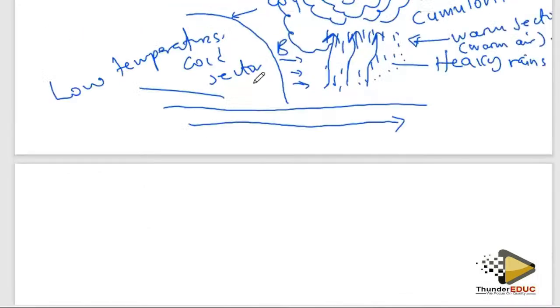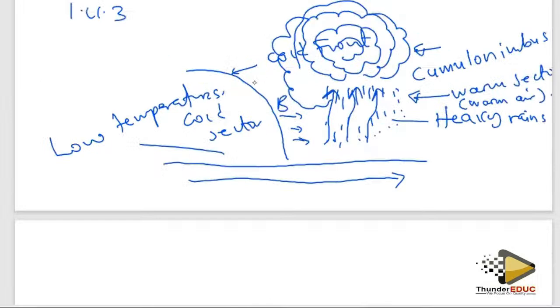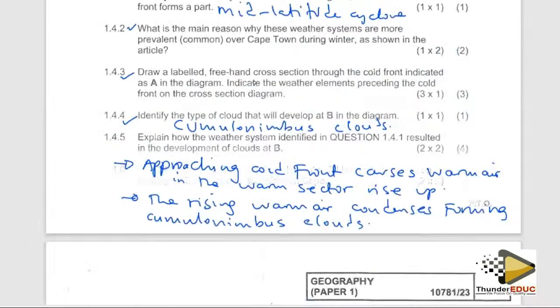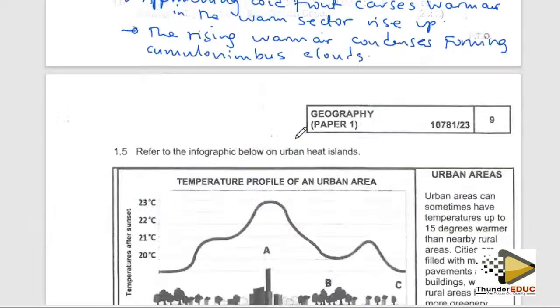Like we mentioned in our cross section, if you can go back, what I said. This is the cold front. So when the cold front moves towards the warm sector, warm air is going to be forced to rise. So when warm air rises, it's going to condense, resulting into the formation of the cumulonimbus clouds, right? That is for 1.4.5.